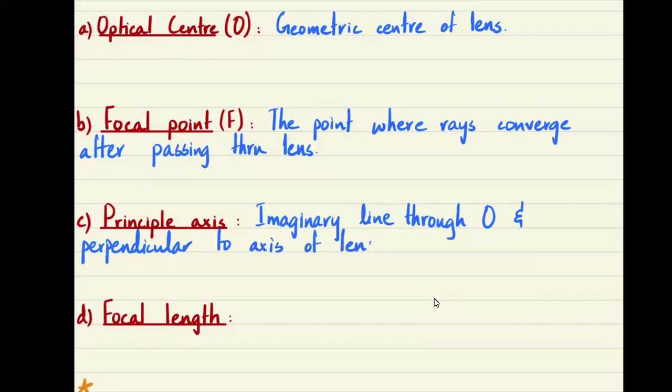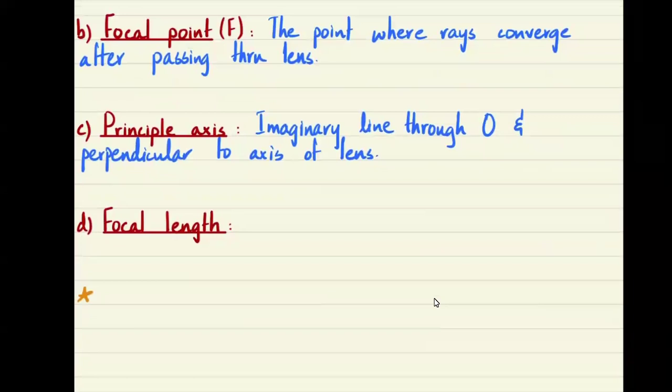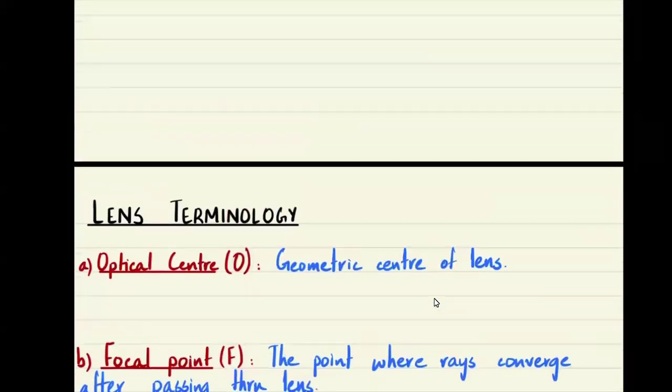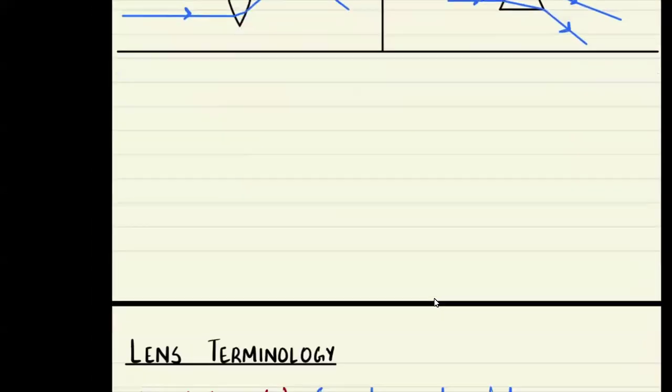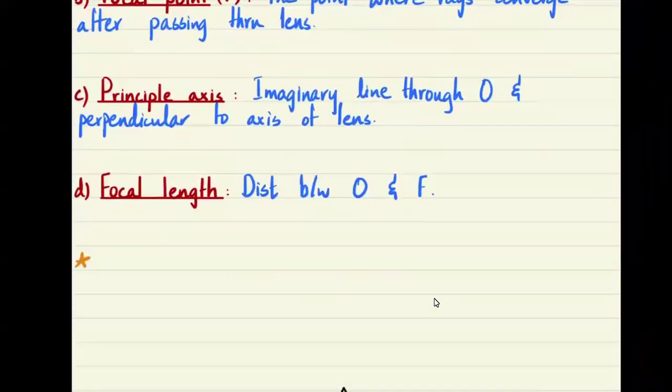The focal length is the distance between the optical center O and F. Now we'll also be seeing all of these on the diagram. The focal point, let me just go up and label this here. This point where all of the rays were converging here, this is the focal point. And it's really, really important as far as drawing the lens ray diagrams are concerned.